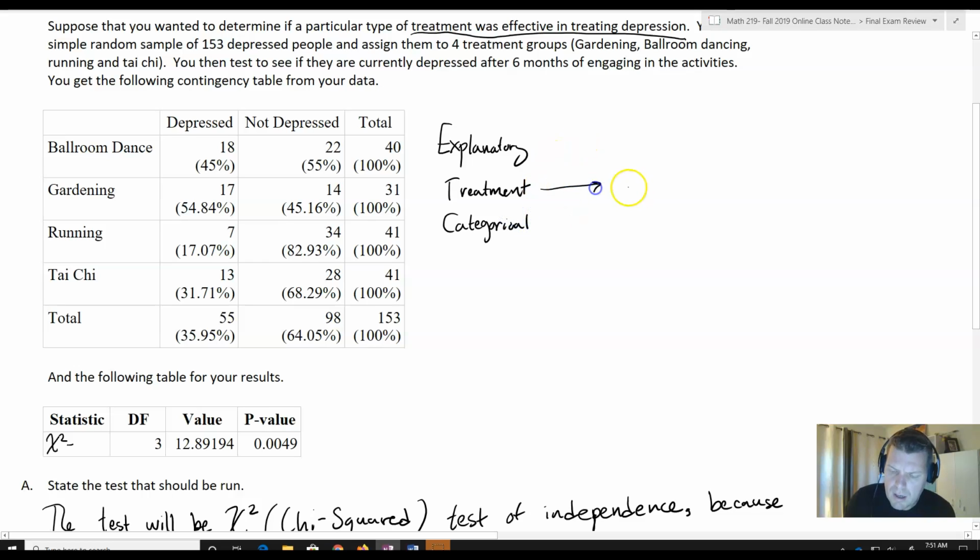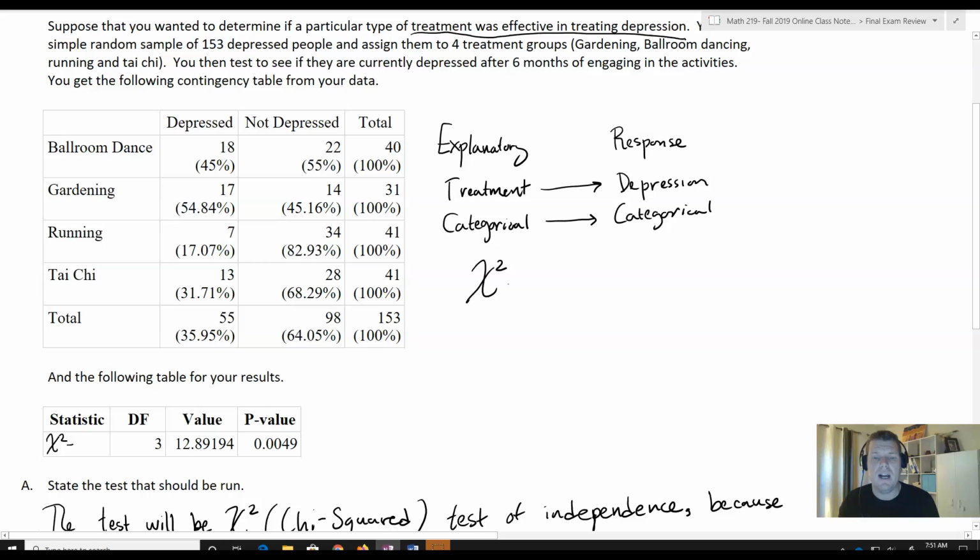And the depression, my response variable, is depression. And it is also a categorical variable. So I go categorical to categorical. Those are the comparisons that are being made. And so that tells me a chi-squared.